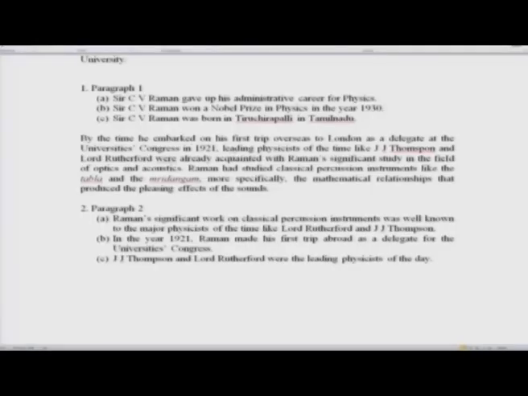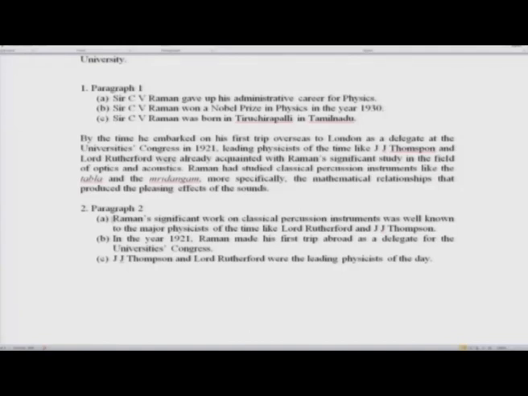I will come to the second paragraph. By the time he embarked on his first trip overseas to London as a delegate at the University's Congress in 1921, leading physicists of the time like J.J. Thomson and Lord Rutherford were already acquainted with Raman's significant study in the field of optics and acoustics. Raman had studied classical percussion instruments like tabla and the mridangam, more specifically the mathematical relationships that produced the pleasing effects of the sounds. So, what is the main idea of this particular paragraph?